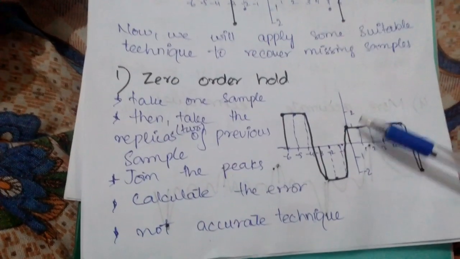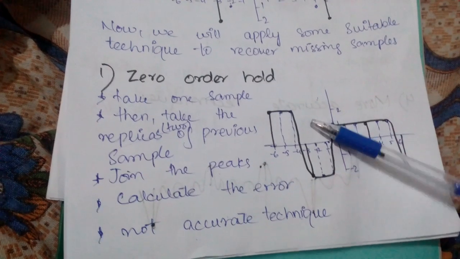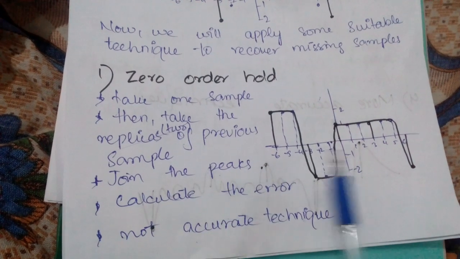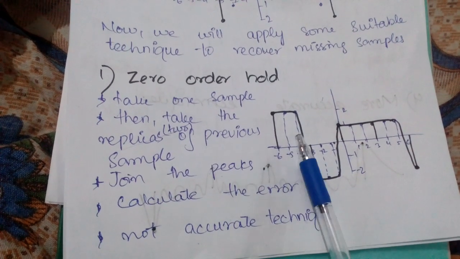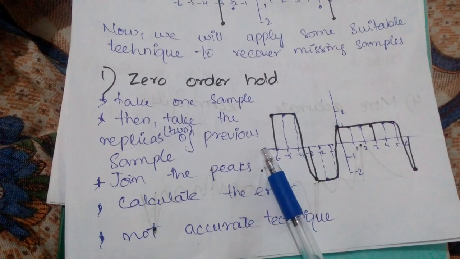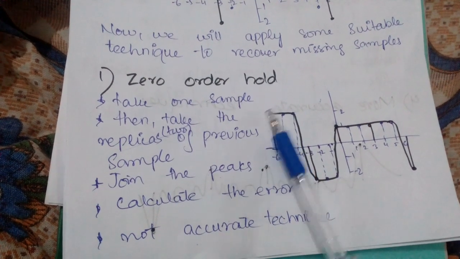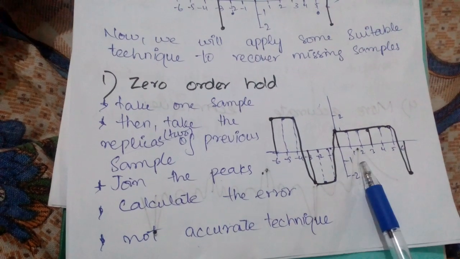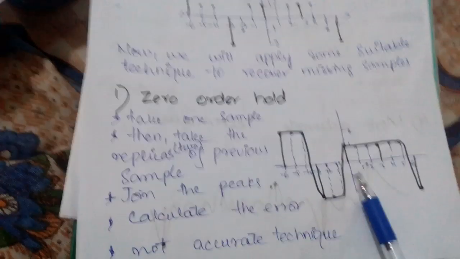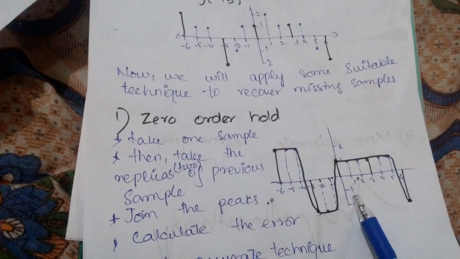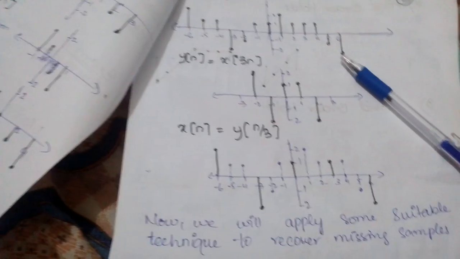First technique is zero order hold. For zero order hold, we have to take one sample like this, then take two replicas of the previous sample like this, join the peaks and measure the accuracy, check the error. Like this is the obtained signal and original signal was this, so it's not an accurate technique.